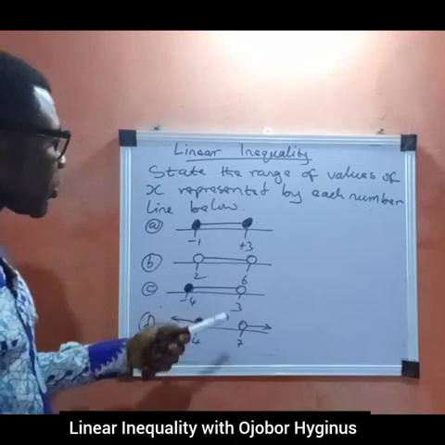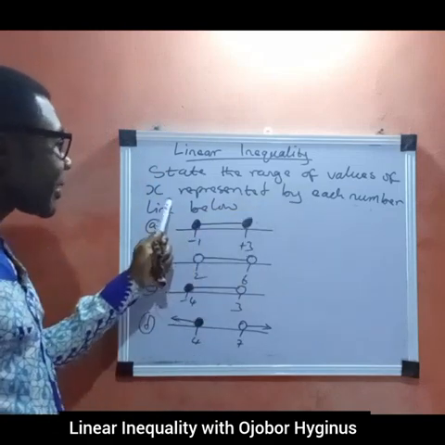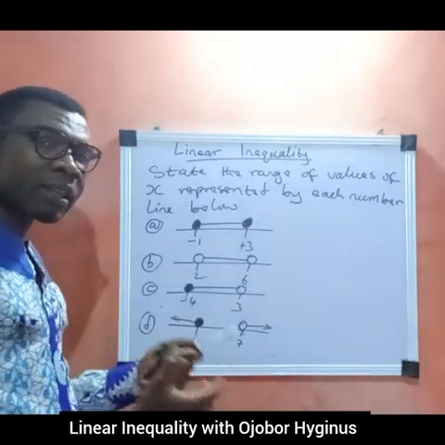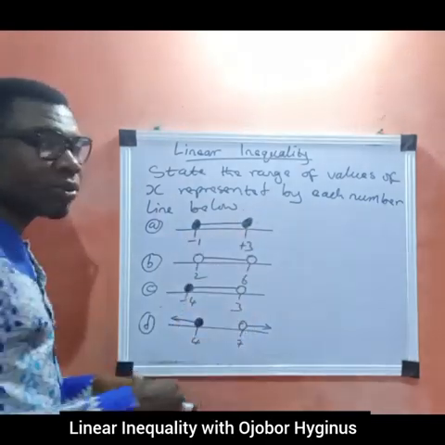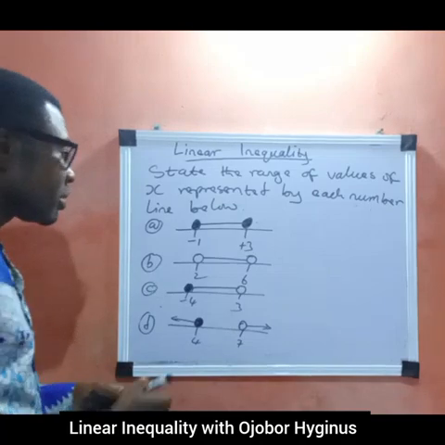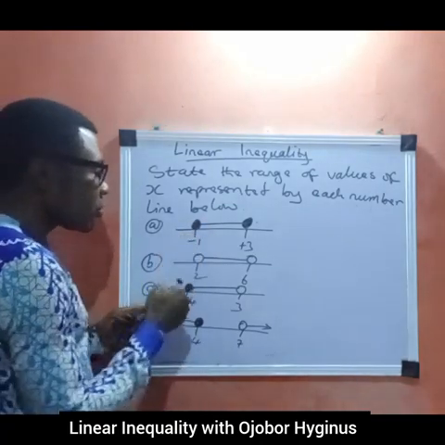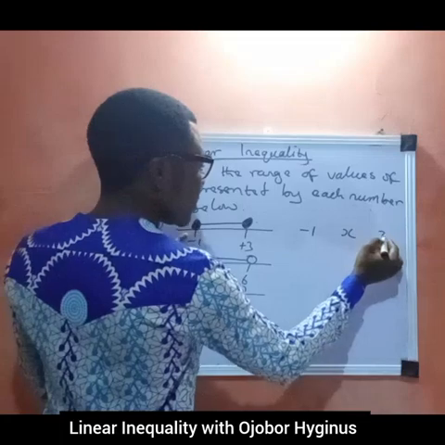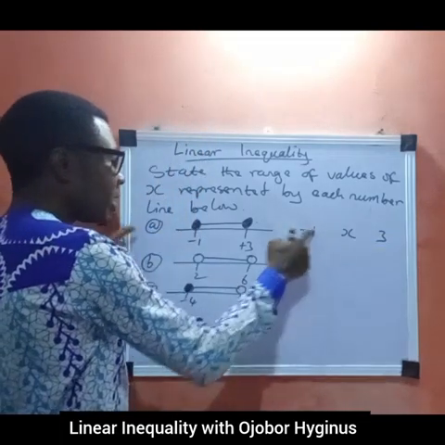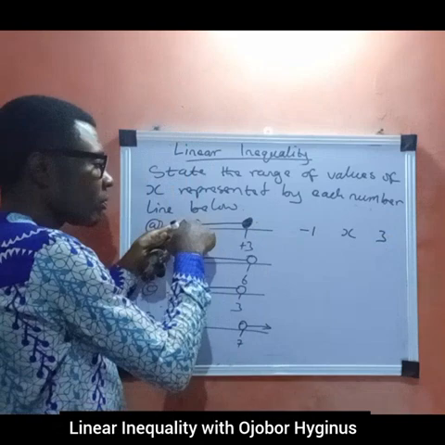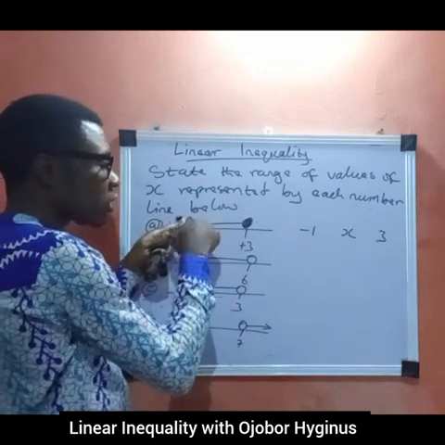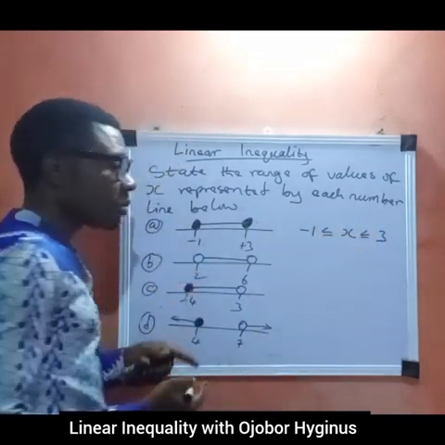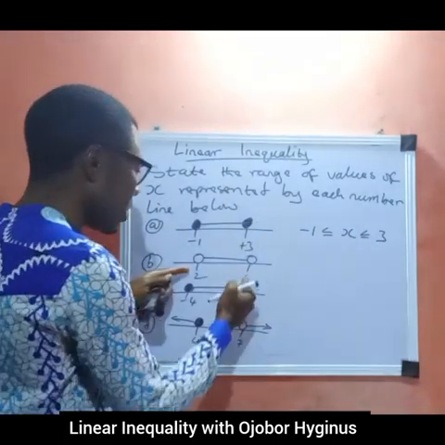So let's look at this also. State the range of values of x represented by each number line below. Before, we solved and represented in a number line. What if you are given a number line to now state the inequality? So I told you, if you look at this, what you just do is to write these two values, minus 1, x, and plus 3. Then what will be in between here will be determined by this. So because this is shaded, it's going to be less than or equal to. This is shaded, this is less than or equal to. And that is it.